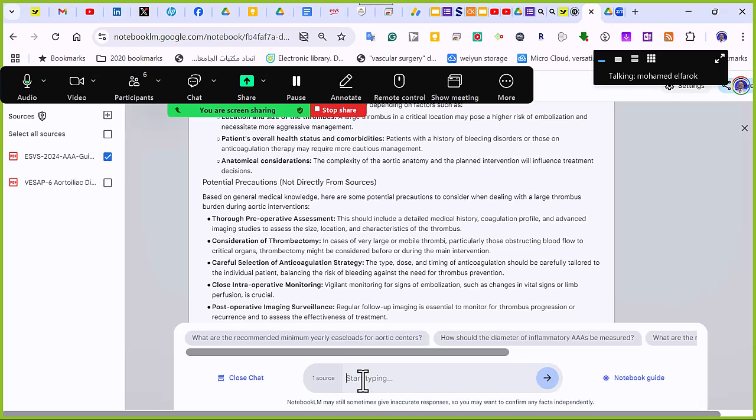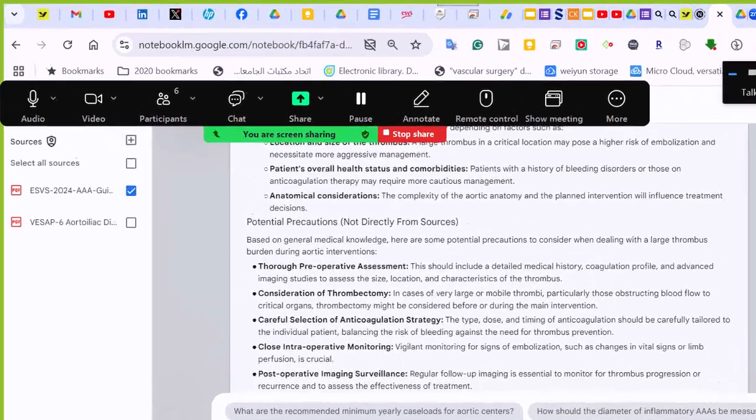If it doesn't find the answer really satisfying in the paper, it goes outside, goes for reliable sources and gets you the answer. And this is what happened here.